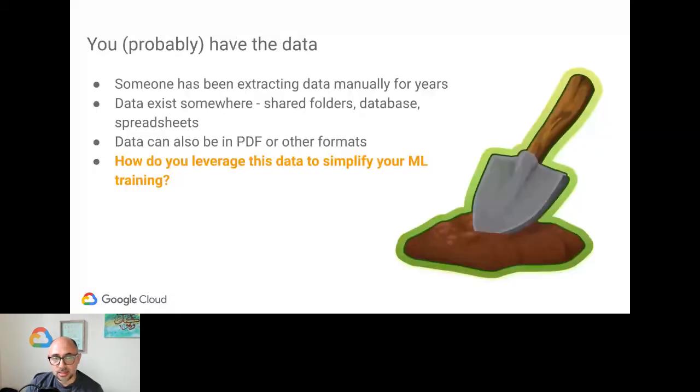But the good news is you may already have this data. Somebody has been extracting data manually for years. If you're trying to build a new solution to automate a process, then it means somebody has been doing that process manually, which means that the data you're looking for to help you train already exists somewhere, either in a shared folder, in a database, in a spreadsheet somewhere. It could be in PDF, it could be in a different format. And how do you leverage this data to simplify your training?